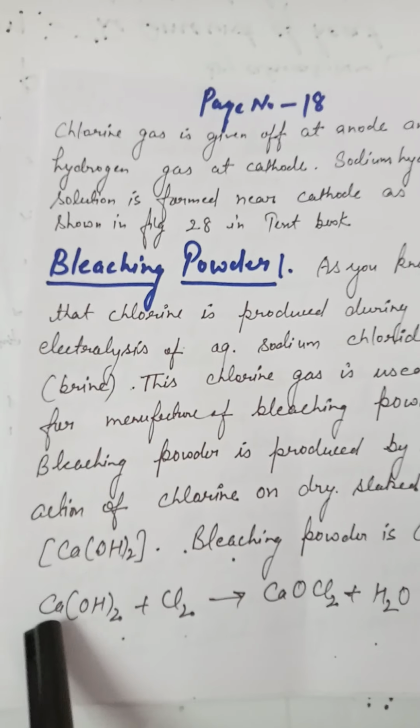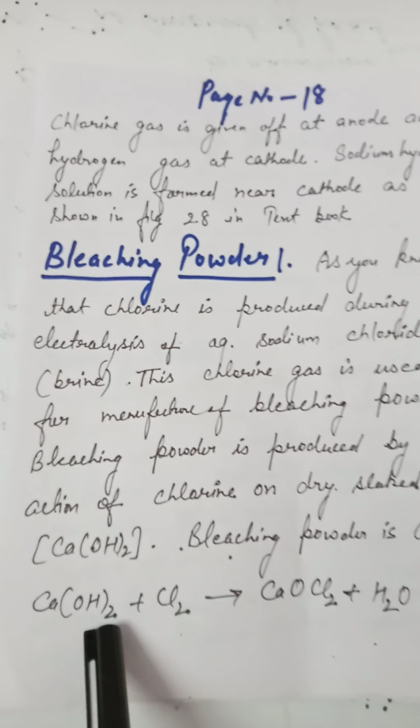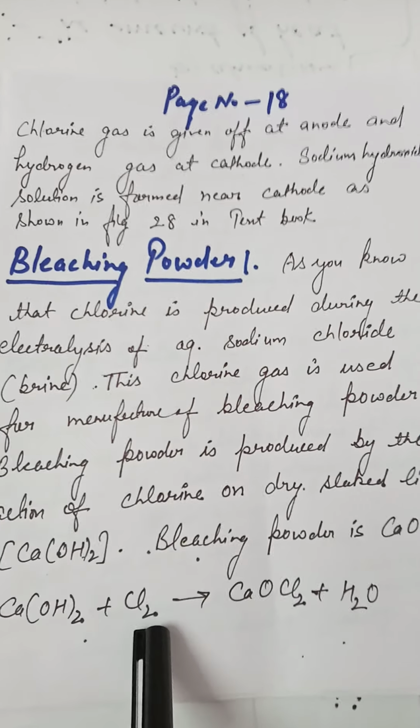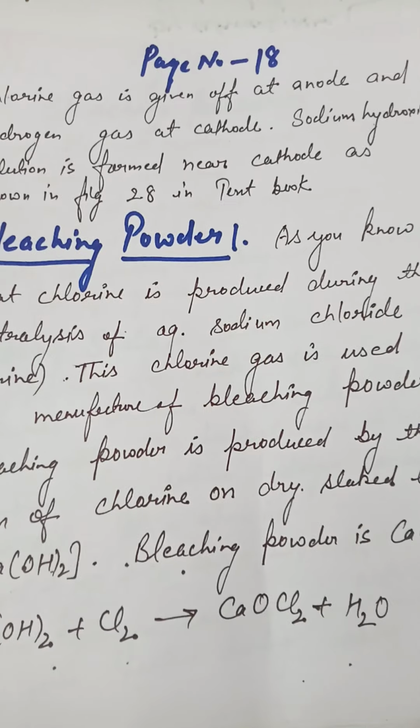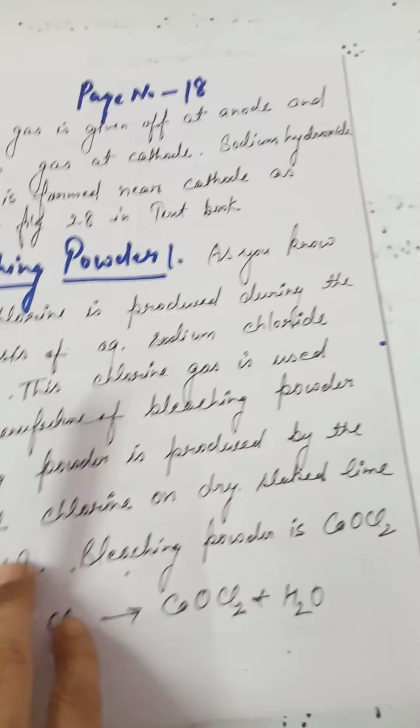So whenever Ca(OH)2, that is calcium hydroxide, reacts with chlorine, it always forms CaOCl2, that is bleaching powder, with the evolution of water.